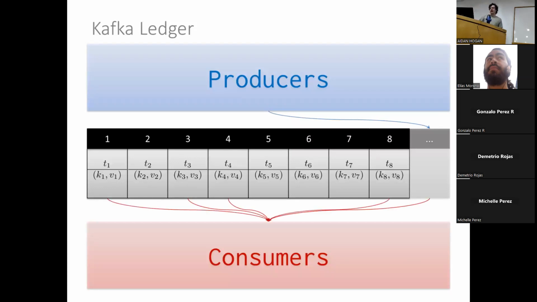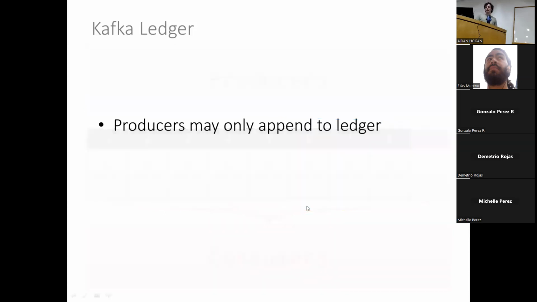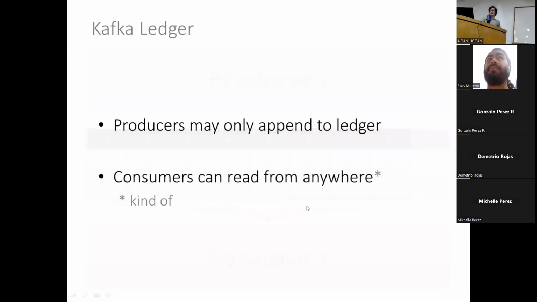The consumers can then read from anywhere they like. They don't have to read from the end necessarily, although in most cases that's what we're going to do. But consumers, in theory, depending on the configuration of the ledger, can read from anywhere in that ledger. So while producers may only append to the ledger, the consumers can read from anywhere in the ledger, kind of. It depends on how we've configured the ledger, and it will have a cost associated if we permit this.